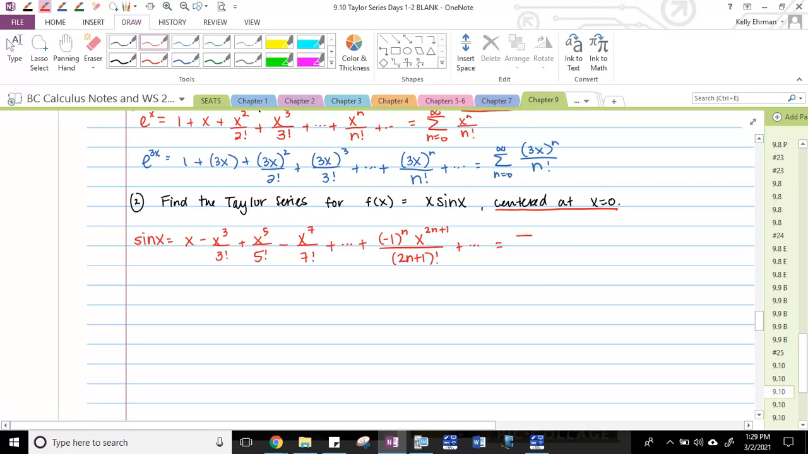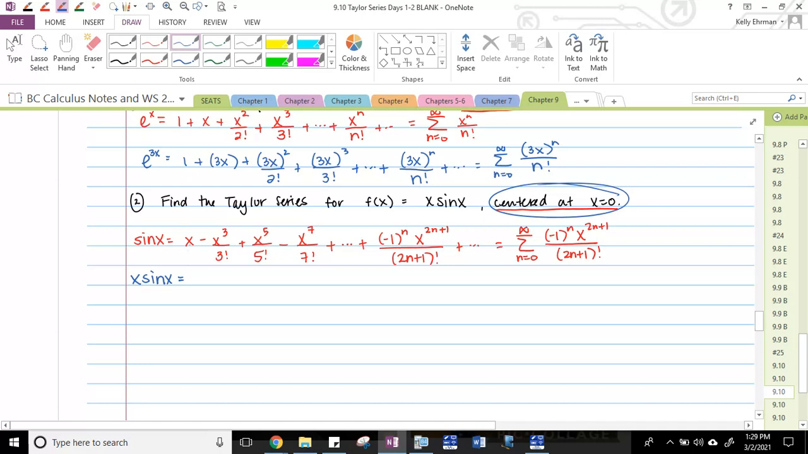And the general series, we just write the series itself, it's taking that general term and putting it in the summation. So negative 1 to the n, x to the 2n plus 1 over 2n plus 1 factorial. So when we say x times sine x, and we're still centered at 0, it does just mean multiply an x through each term for sine x.